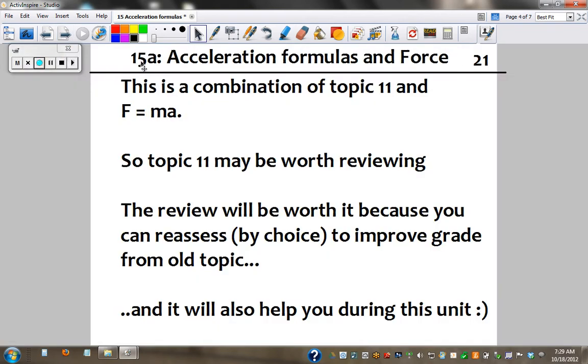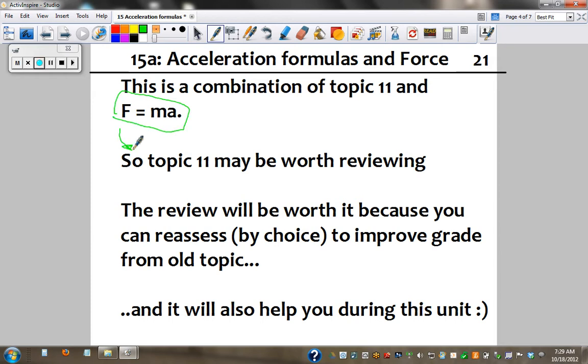And this is 15 part A. There's actually a part B to this, and it's an extra credit opportunity. It should be on page 21. This is a combination of this formula and topic 11. So once again, this is worth reviewing because you can reassess and improve your grade from the old topic. It will also help you during this unit. So you kind of get help on two different topics in completing this one.